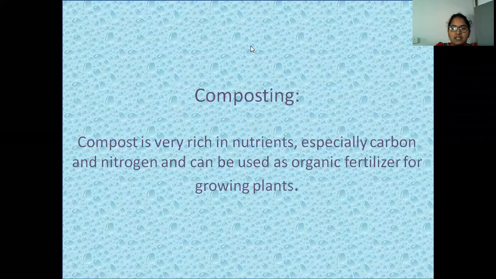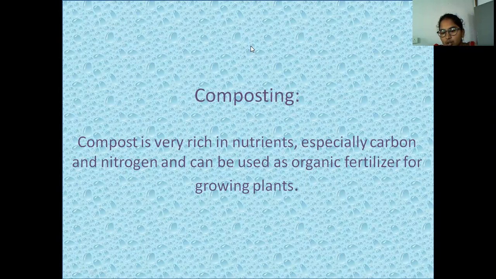Now next we can discuss another point, that is composting. Here the advantages of composting are easy cultivation of soil, preventing soil erosion by keeping the soil covered, and also supplying essential nutrients to the growing plants.